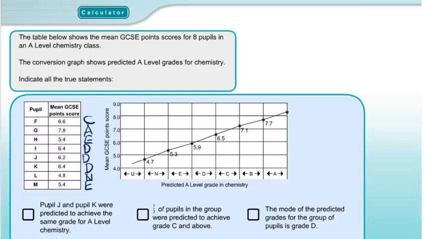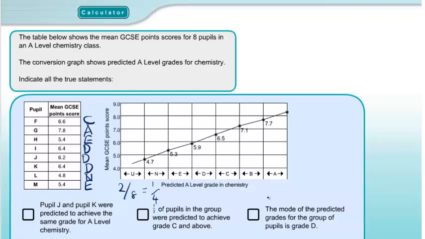So pupils J and K were predicted to achieve the same A-level grade. So there's J, there's K, they were both predicted a D, so that's a true statement. Statement 2. A third of the pupils in the group were predicted to achieve a C grade or above. Well, let's see how many pupils were expected to achieve a C and above. It's just these first two, so that's 2 out of a total of 8. So 2/8 is 1/4, which is certainly not a third, so that's a false statement.